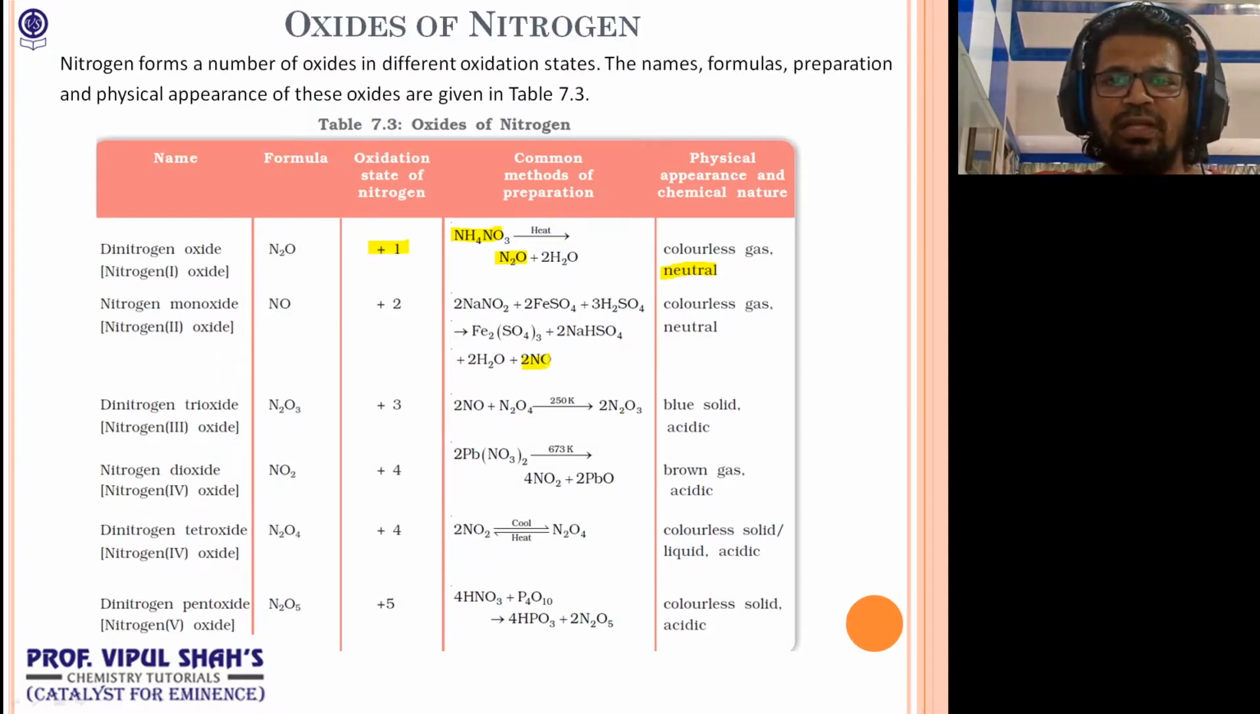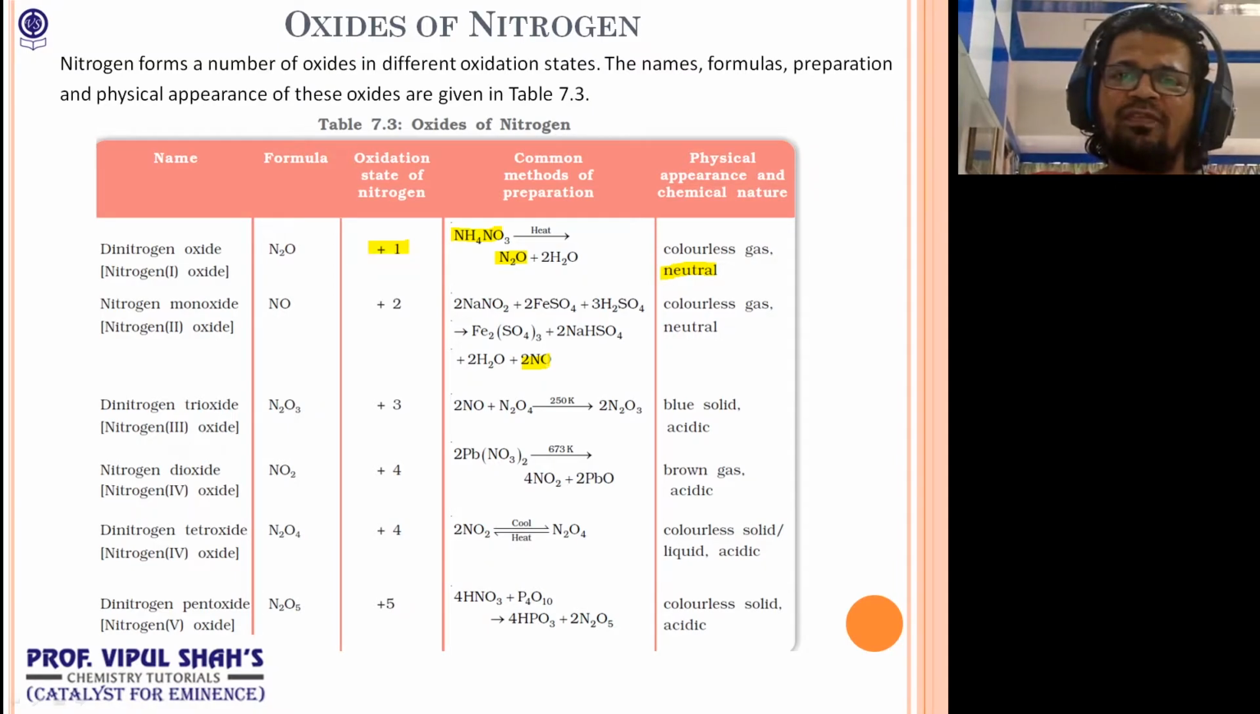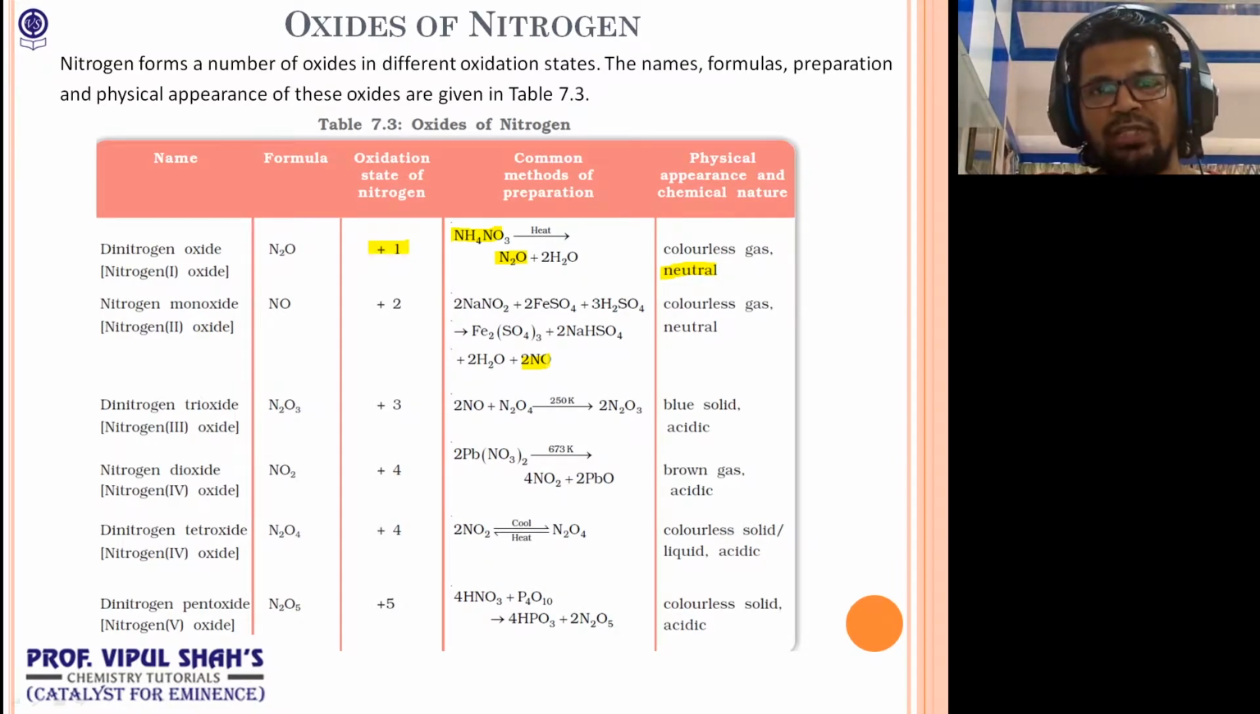So sodium nitrite, NaNO2, with ferrous sulfate in an acidic medium: the ferrous sulfate is oxidized to ferric sulfate and NaNO2 is reduced to NO, that's nitric oxide. That also is a colorless gas and it's again a neutral oxide, where the oxidation state of nitrogen is +2.